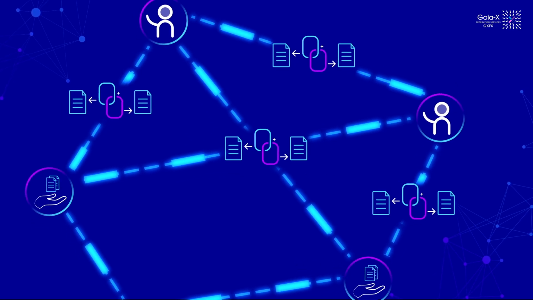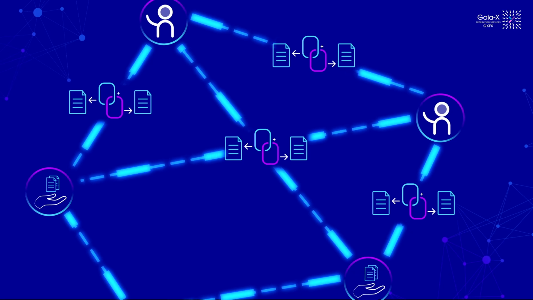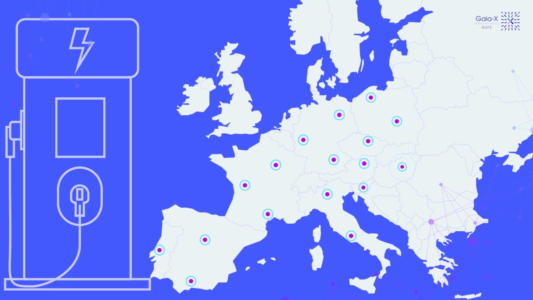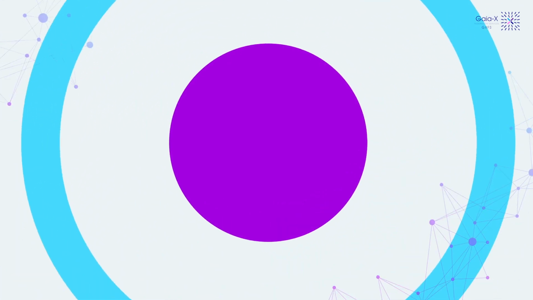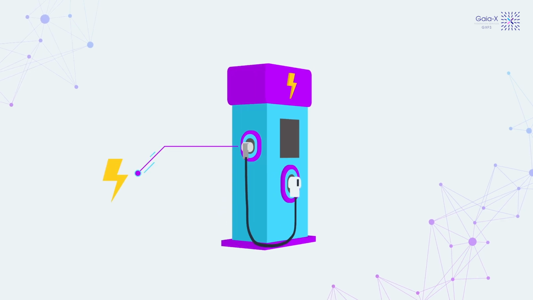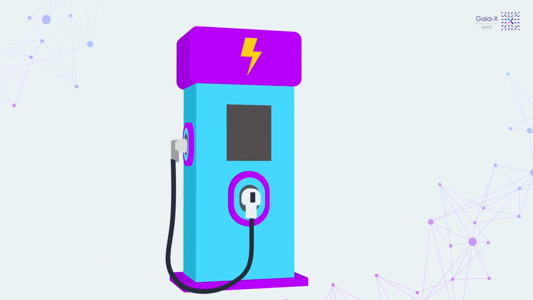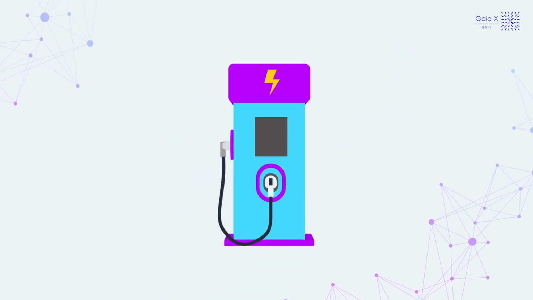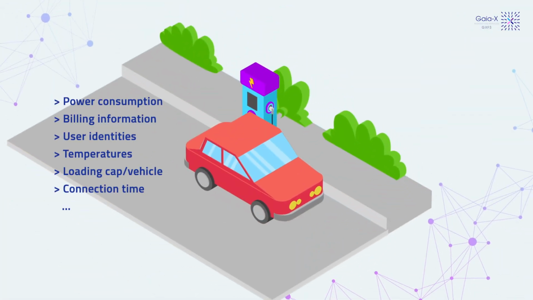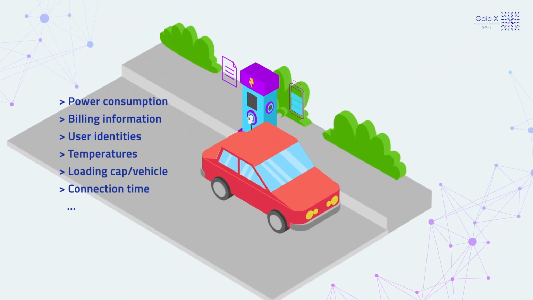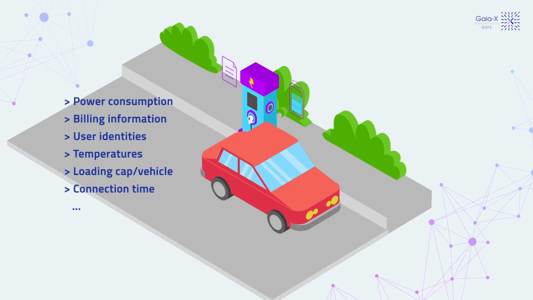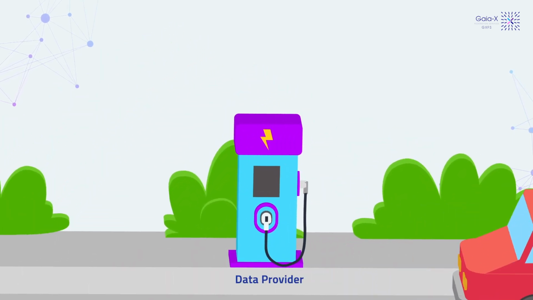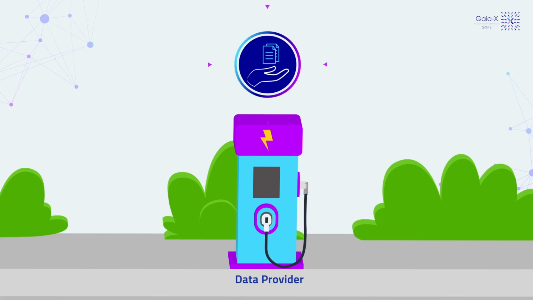To give a practical example of what such a dataspace could look like, let's have a look at electric charging stations across Europe. Electric charging stations are serving power for electric cars, but they are also producing data. Each electrical charging station gathers information, such as power consumption, billing information, user identities, temperatures, loading capacity per vehicle, connection time, and many others. Therefore, each electrical charging station would be a candidate for being a data provider in a dataspace.